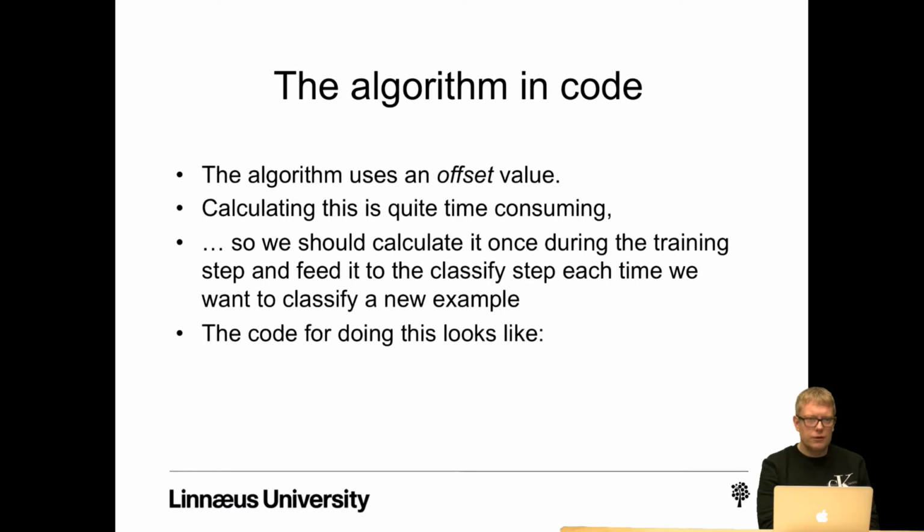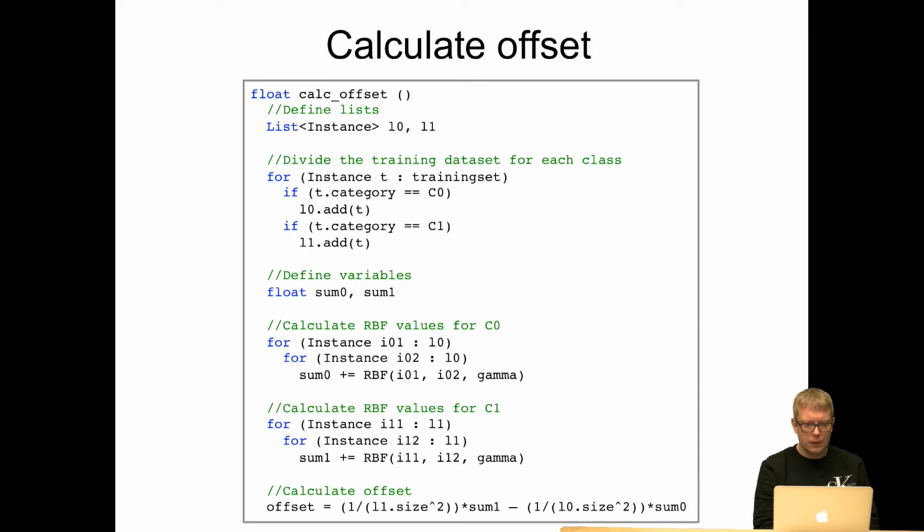And the algorithm uses an offset value, and calculating this can be quite time consuming, so we should calculate it once during the training step and feed it to the classify step each time we want to classify a new example. And the code for calculating the offset value looks like this. So we define two lists, L0 and L1, and we simply divide the training set so we have two sets, one with all examples belonging to category 0 and one belonging to category 1.